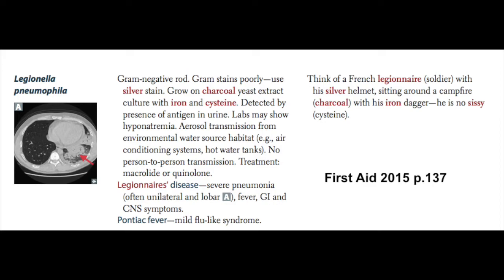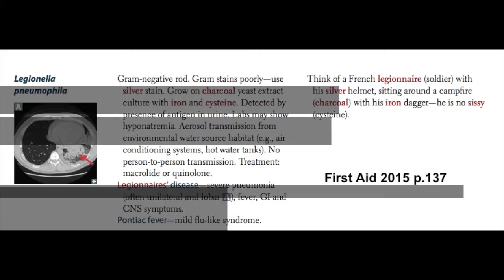So what does it cause? It causes Legionnaire's disease, which is basically a very serious pneumonia, and it can also cause Pontiac fever, which is a kind of non-specific flu-like illness. So you have to pay attention to the history, because again, you're going to get something like this from a body of water that allows it to grow. The other thing we have to remember about Legionella is that it grows on charcoal yeast extract and it needs cysteine for growth. So next we have Klebsiella.